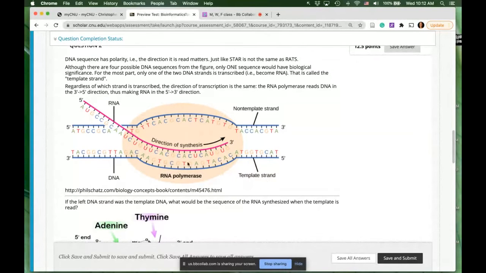So in this case, it's saying the direction of the synthesis is from 5' to 3'. So when we say 5' to 3', what we mean is it's adding nucleotides to the 3' end. It's reading this strand and saying, okay, I read an A, so I should put a U there. So for RNA, there will be a U. If this was the DNA polymerase, it would be putting a T here.